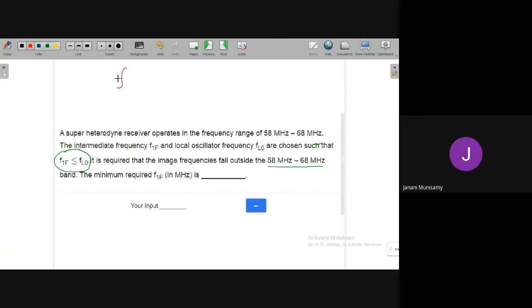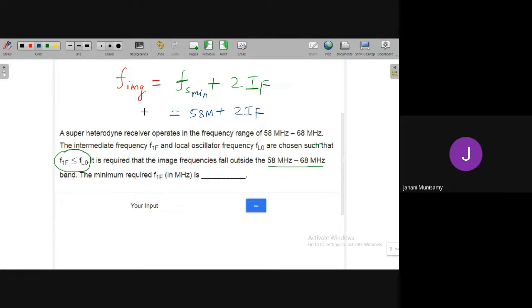So in general, image is Fs plus 2IF. For this problem, you take Fs minimum. Immediately you may not understand, but just take Fs minimum, say 58 m. Then I do not know what is IF.